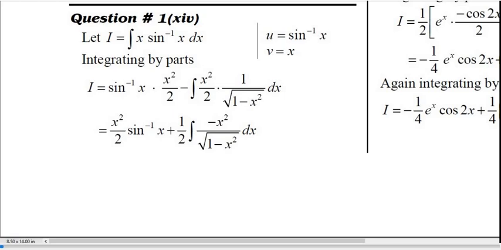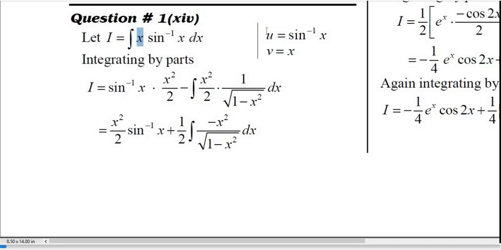Let I be equal to the integration of x sine inverse of x dx. Here we have two functions. First is algebraic, which is x, and second is an inverse function, which is sine inverse of x dx. Integrating by parts.